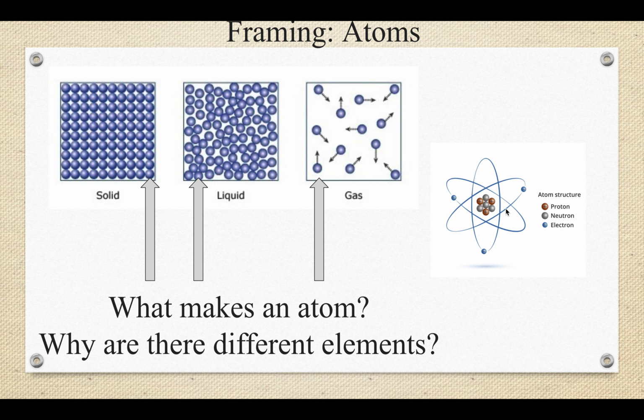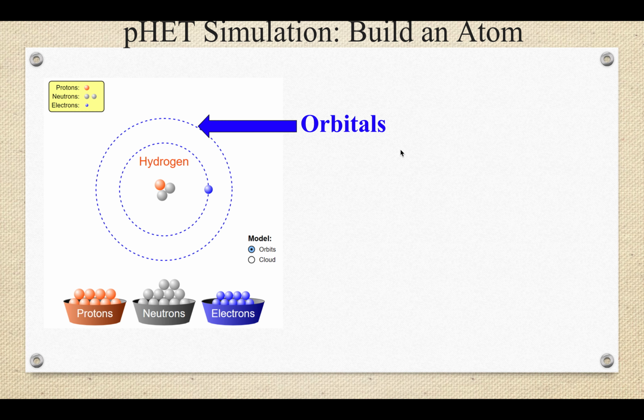And because of the different combinations of these subatomic particles, which are protons, neutrons, and electrons, we are going to have different states of matter at different temperatures for different elements and compounds. So you guys are going to be doing a PhET simulation where you're going to be building an atom. All right, here is a screen grab from what you're going to see.